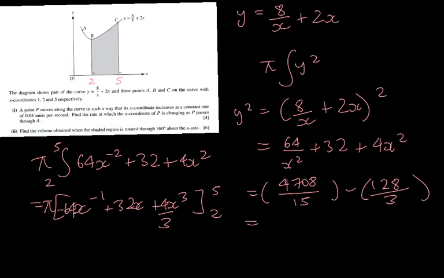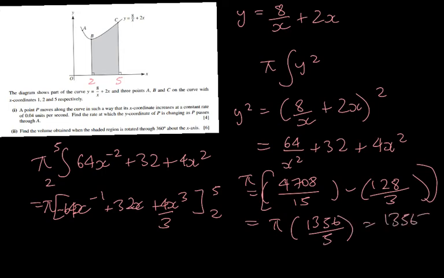And I forgot about my pi, sorry. I should leave my pi out the front. Forgot about the pi. So that's going to be 1,356 over 5. Or I could write that as 1,356 pi all over 5.